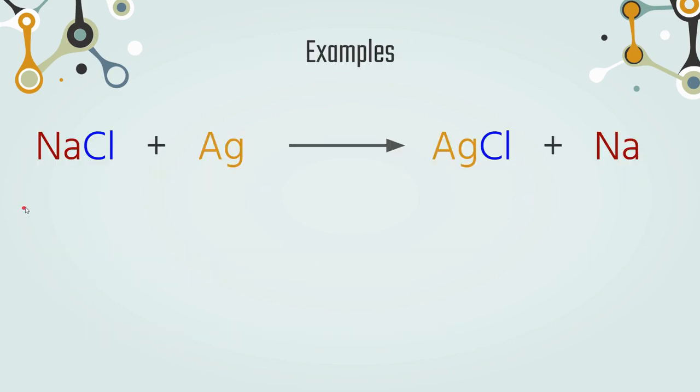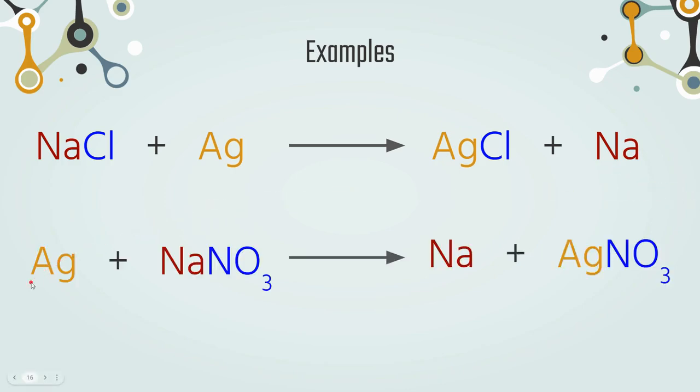A couple examples. If we take sodium and chlorine, the pair, plus silver, the single element, and form silver chloride and sodium by itself, that's a single replacement because we have one element being switched out in the partnership. Also, silver and sodium nitrate, we have this polyatomic here, forming sodium by itself and silver nitrate because we have the silver essentially replacing the sodium in this partnership. We have a single replacement.